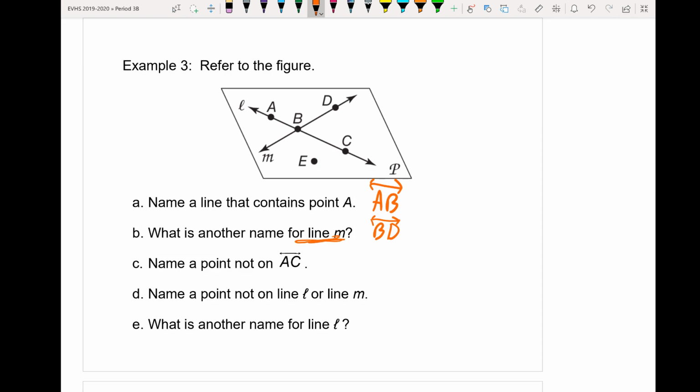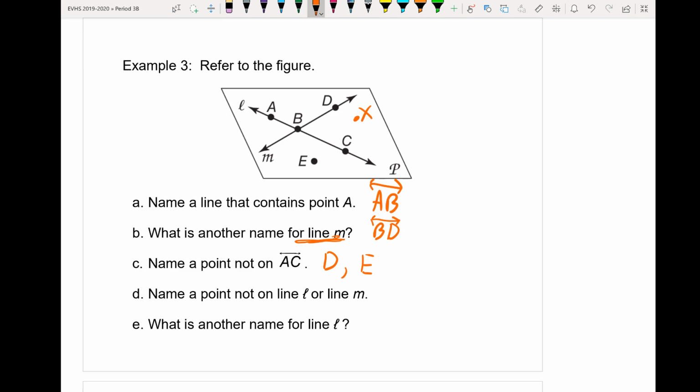Part C, name a point not on line AC. Simone: D. Yes, you're right. B is on the line, D is not, but we're asking for just 1 point, so D would work. You also could have done E. And please don't get snarky and creative and make your own points on problems like this. Do we just put E or do we have to put point E? No, just a single capital letter is fine for points.